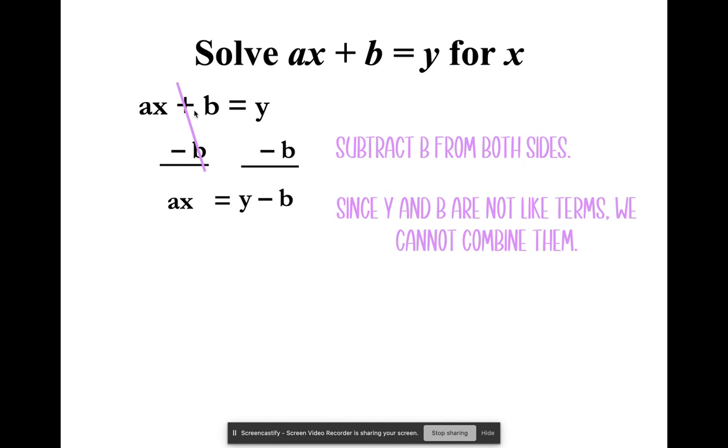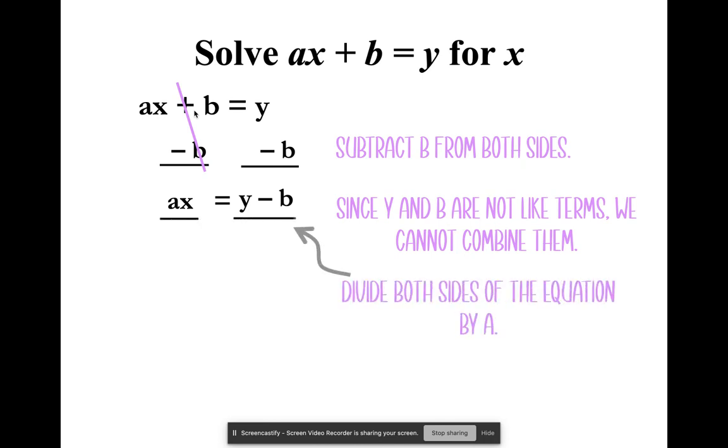Lastly, we need to get rid of that A. We say, okay, we want to separate it from the X, so we are going to divide both sides by A. That will leave us with X. I notice that on the right, every variable is different, so nothing can be combined. So I'm going to just leave it as is.